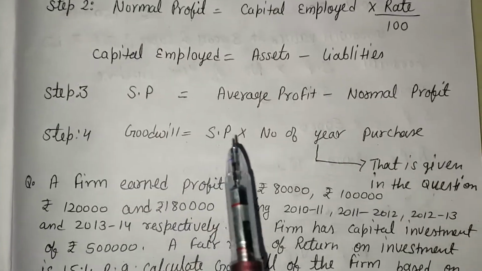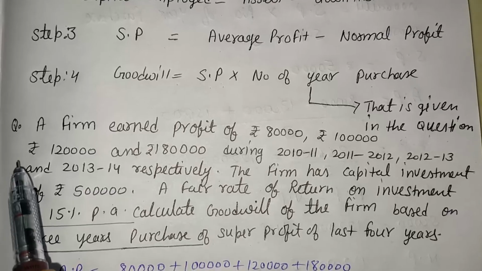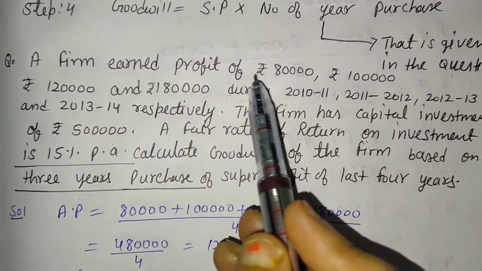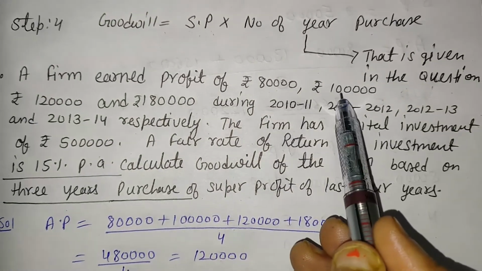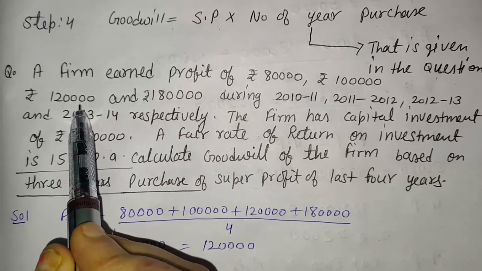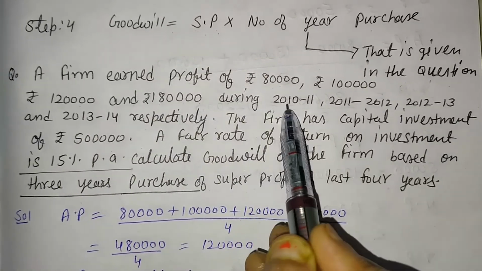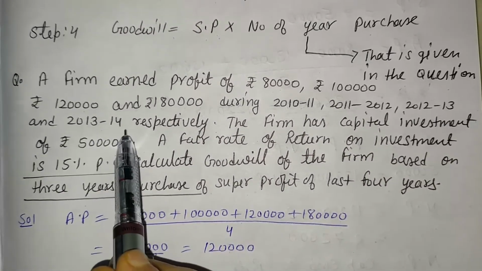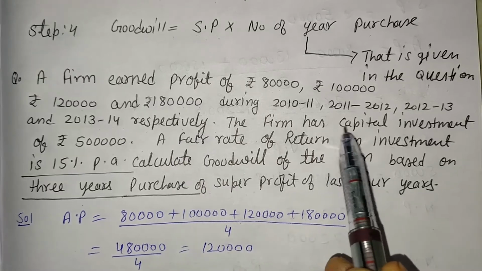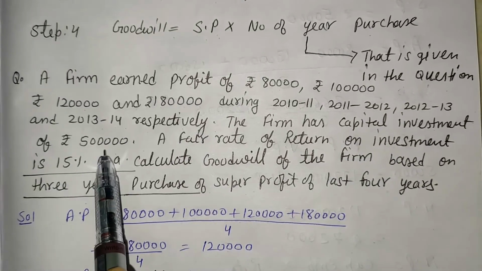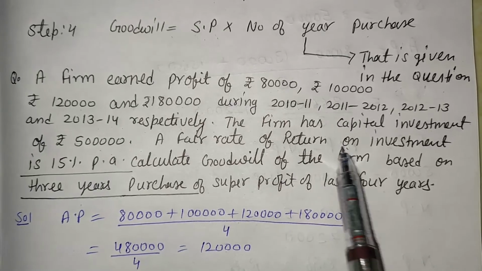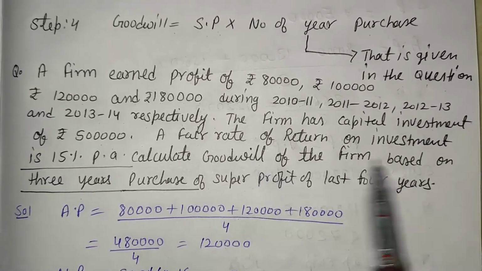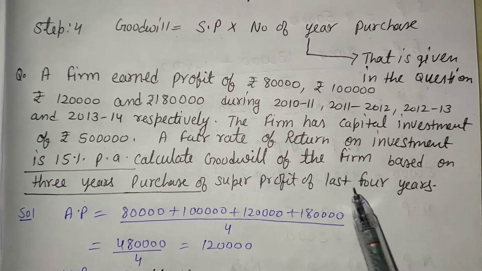So for understanding the concept, we will solve some questions. First of all, a firm earned profit of rupees 80,000, 1 lakh, 1,20,000 and 1,80,000 during the years 2010-11, 11-12, 12-13 and 2013-14 respectively. The firm has capital investment, that is rupees 5 lakh, and a fair rate of return on investment, that is 15%. Calculate goodwill of the firm based on 3 years purchase of super profit method.